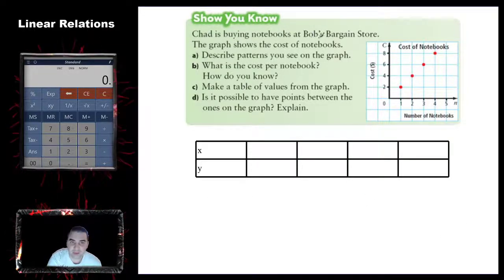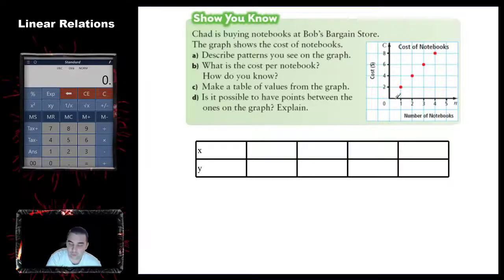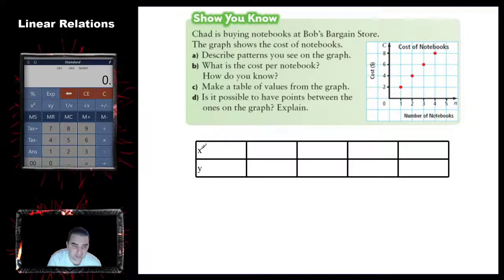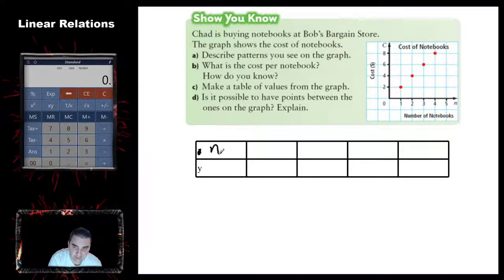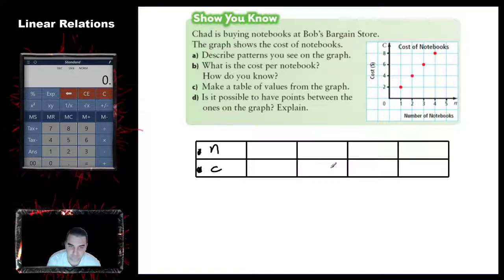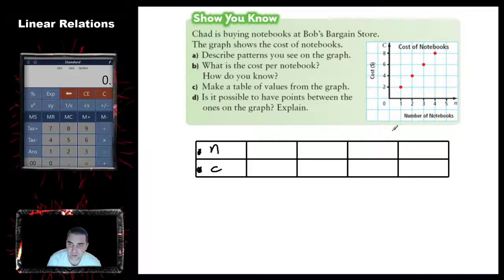Okay, here's the last one. So Chad is buying notebooks at Bob's Bargain Store. I think we've looked at this one before. Describe patterns you see on the graph. What's the cost per notebook? Make a table of values. And I'll fix this already. So this is N and this is C. And then is it possible to have points between the ones on the graph? Go ahead and pause the video and try that last one out.